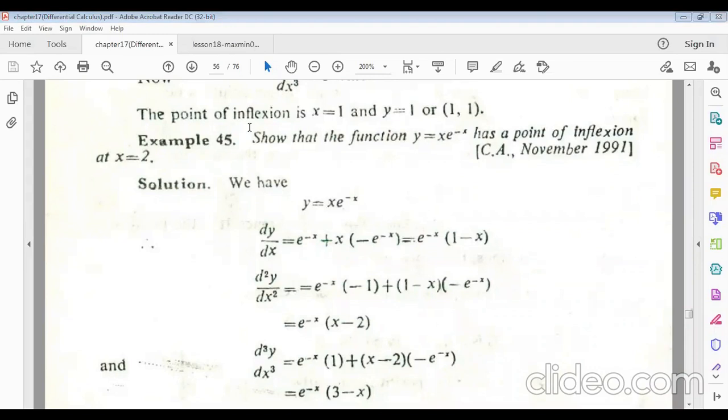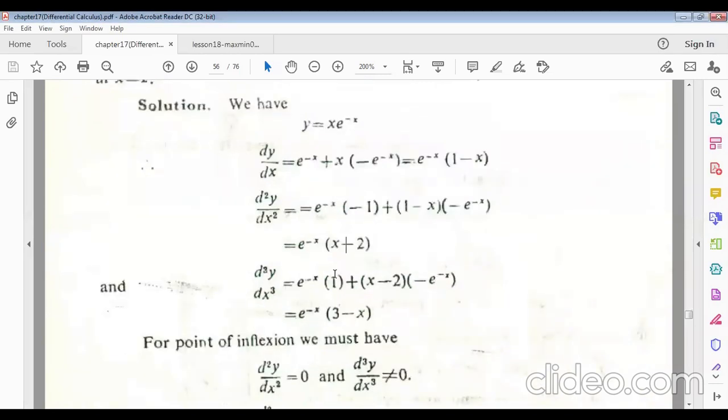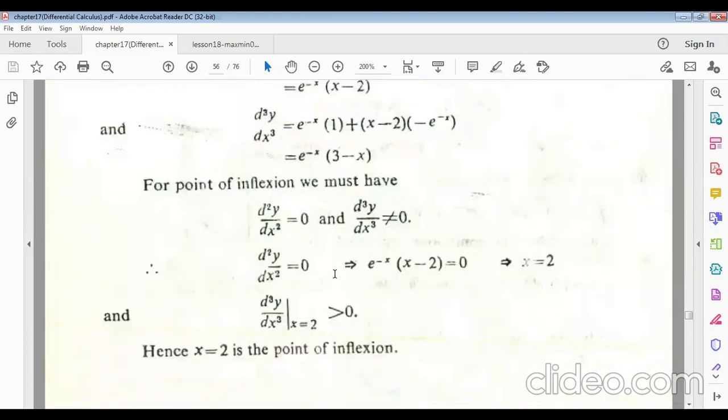Now another example 45: show that the function y equals x into e to the power minus x has a point of inflection at x equals 2. We have to prove that this curve has an inflection point at x equals 2. We are given y equals x into e to the power minus x, thus taking the first derivative with respect to x on both sides of the given equation, and then the second and third derivatives, using a similar procedure.